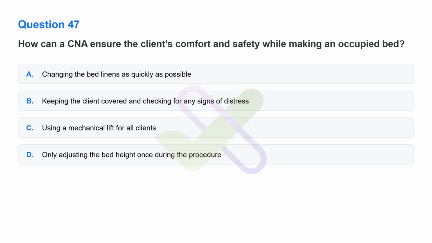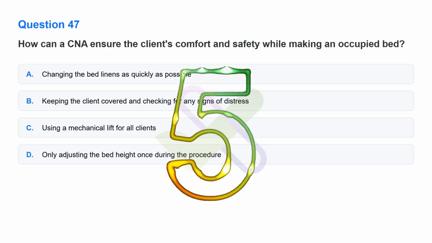How can a CNA ensure the client's comfort and safety while making an occupied bed? A. Changing the bed linens as quickly as possible. B. Keeping the client covered and checking for any signs of distress. C. Using a mechanical lift for all clients. D. Only adjusting the bed height once during the procedure.